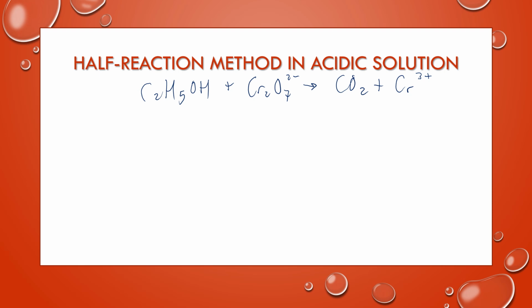The first thing you want to do is separate it into 2 half reactions. So notice that this has the carbon, so we're going to group it with the other carbon compound, C2H5OH. And then we're going to do the chromium compounds together.